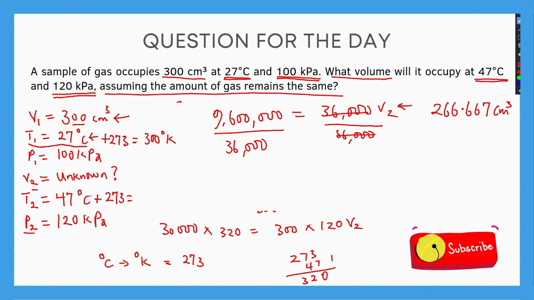So now that we've calculated it, our final answer is the gas will occupy 266.667 centimeter cube at a temperature of 47 degrees Celsius and 120 kilopascals.